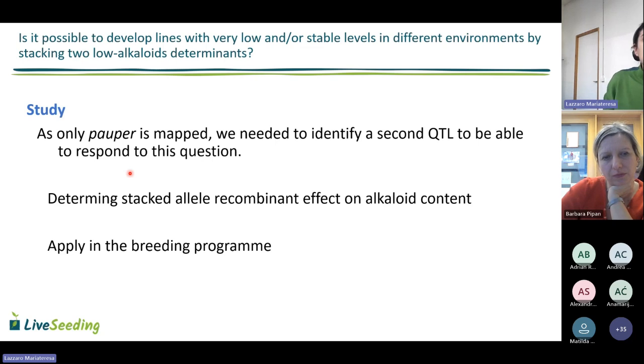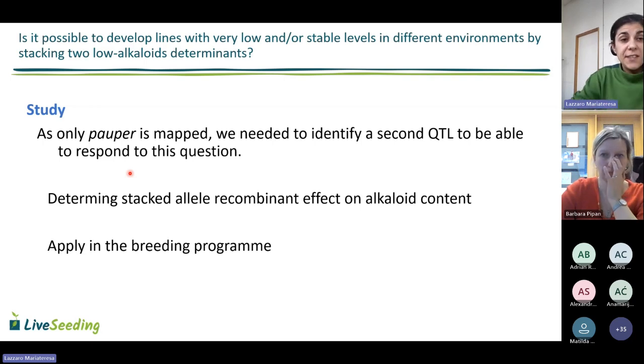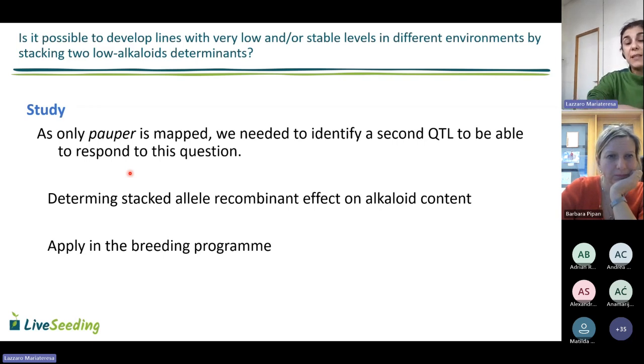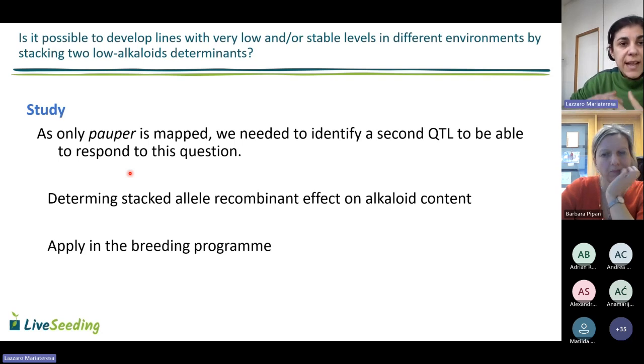Our question is that often even the varieties which carry the pauper mutation, when harvested, unfortunately have grain above the suggested limit for human and animal consumption. So we would like to develop varieties which have a very low and very stable amount of alkaloids across years and environments. The way we would like to do that is by stacking two different low alkaloid determinants. So very good for us.